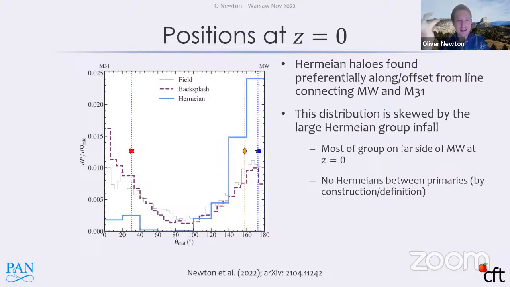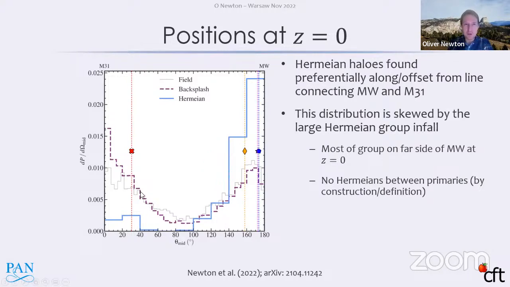So these are halos that didn't interact at all with M31 or the Milky Way. I've put on a population of backsplash halos. These just hang around the Milky Way or M31, interacting with it, but they don't travel anywhere. And then you have the Hermeian halos. These are the ones that interact with both and head out into the local group. And you see this skew in the distribution of the Hermeians, as expected because of that group infall.